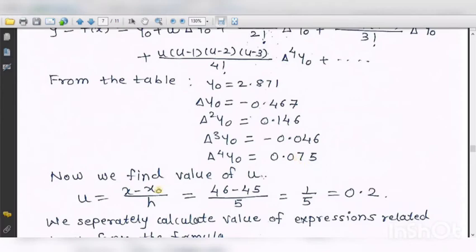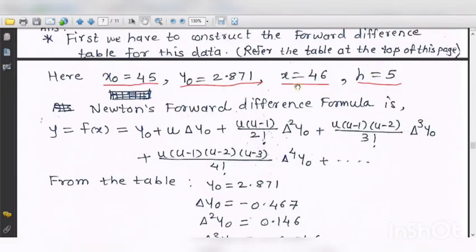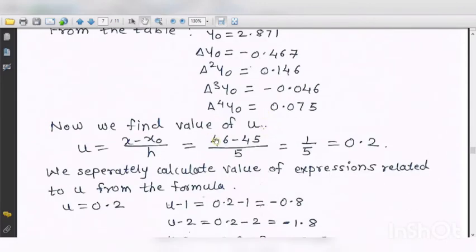Now we want to find all the values related to u. So first we'll calculate the value of u. What is the formula for u? u equals x minus x0 upon h. So x is 46, already we have written here the value of x, and x0 equals 45. So here 46 minus 45 upon h, which is 5. So it is 1 upon 5, and 1 upon 5 is 0.2. So this is the value of u.